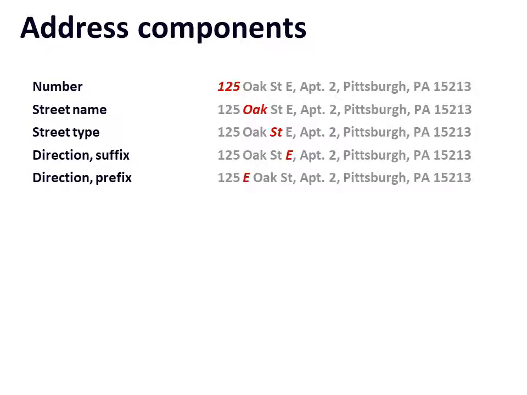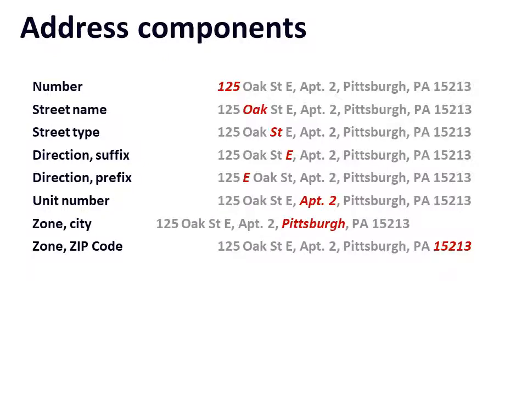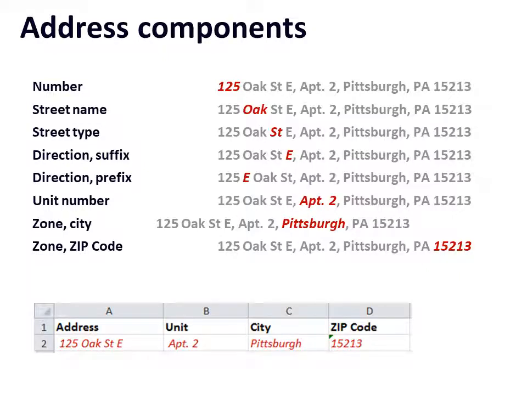Then it looks for either direction suffix or direction prefix, East on either end, East Oak Street or Oak Street East, for example. It looks for a unit number if one exists, like an apartment. And then it looks for a zone or a city, like Pittsburgh, or a zone and a zip code. In other words, the zip code for Pittsburgh, 15213. And once it has these things, that's really all it needs.